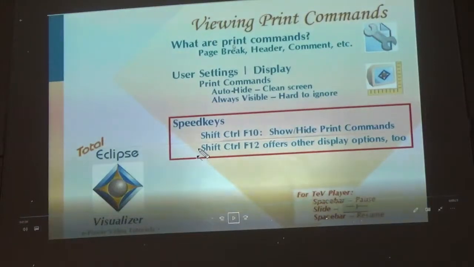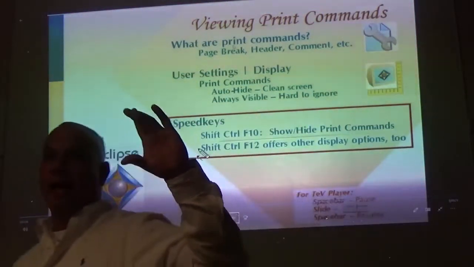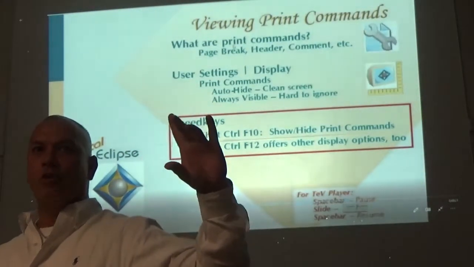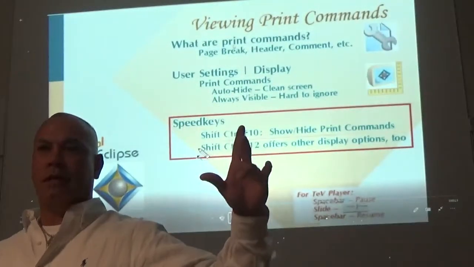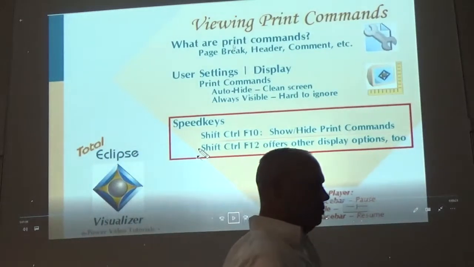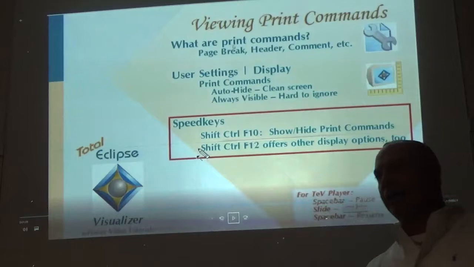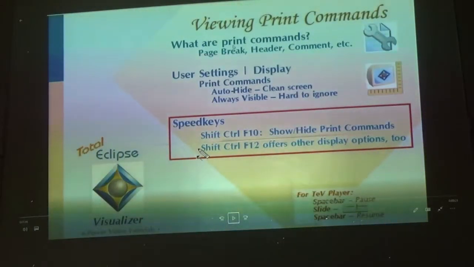Okay, so you see how when you have that thing checked in the Alt U, you can see the conditional page breaks, the page breaks, all of that stuff? Yep. Okay, now turn it off. So go into Alt U, display, uncheck the print commands.